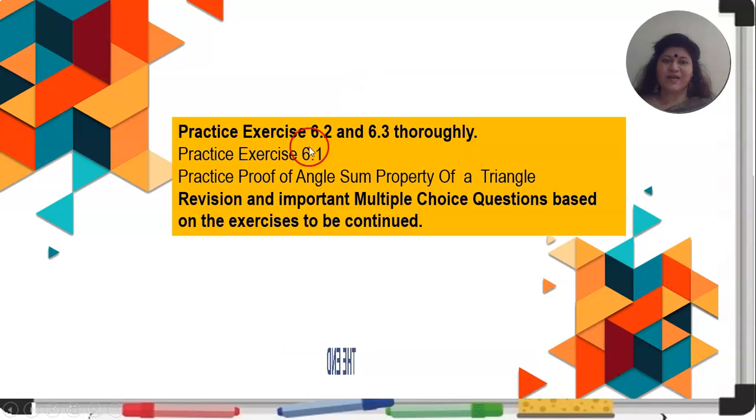Now, I want you to practice exercises 6.2 and 6.3 thoroughly. Exercise 6.1 is also there for your second periodic exam. Then you practice the proof of the angle sum property of a triangle. There are various theorems and many proofs in this chapter. Now from the theorems, you just learn the angle sum property of a triangle. Okay. Then I would be continuing with revision questions from lines and angles until your second periodic exam.